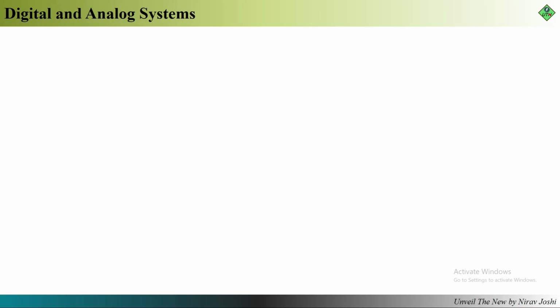So to start with, first of all we need to understand that in digital electronics, or in the electronic system, there are two types of electronics. One is the analog type and the second one is the digital type.